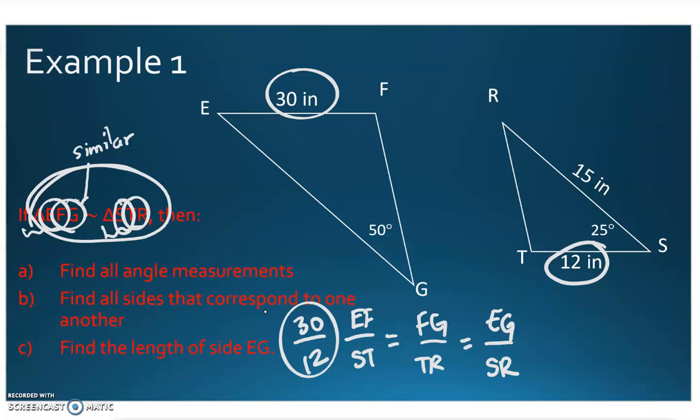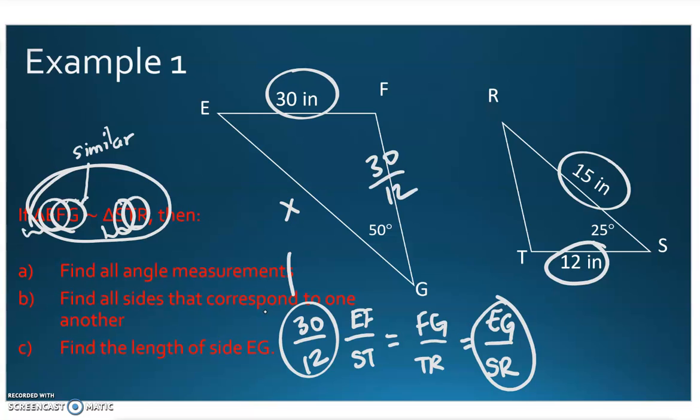So let's use that to find, for example, EG. So let's label EG X here. And notice how we know SR, right? So that's why we're going to solve for that one. So I'm going to say 30 over 12, because that's our original ratio that we found, will be equal to EG over SR, right? So EG is X, because that's just what we labeled it, and SR is 15.